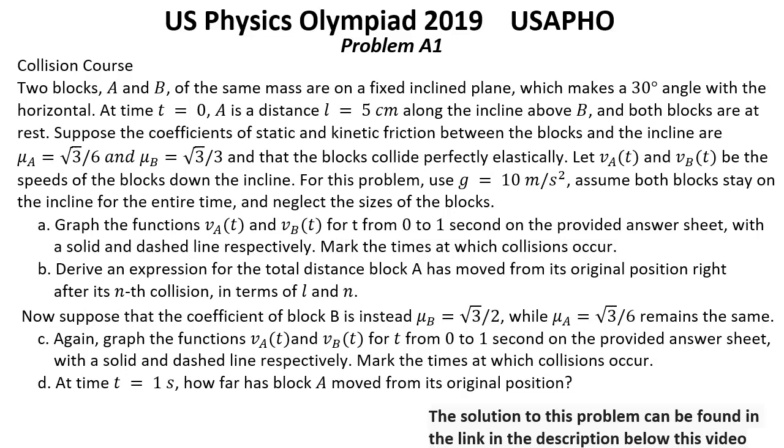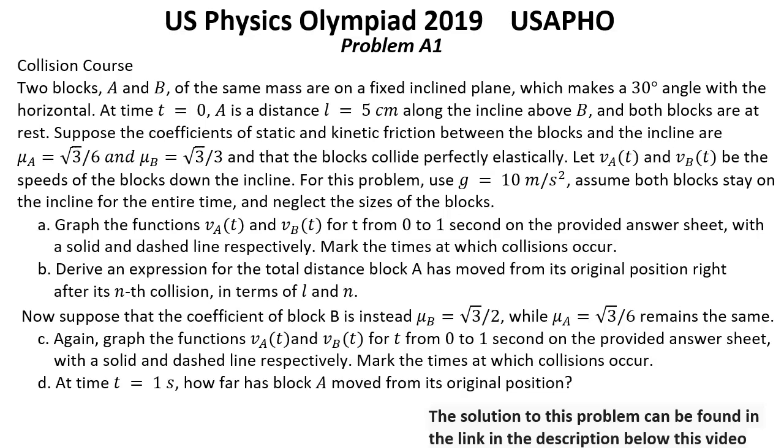US Physics Olympiad, year 2019, USAPHO, final round. This examination consists of two parts. Part A has 3 questions and is allowed 90 minutes. Part B also has 3 questions and is allowed 90 minutes.